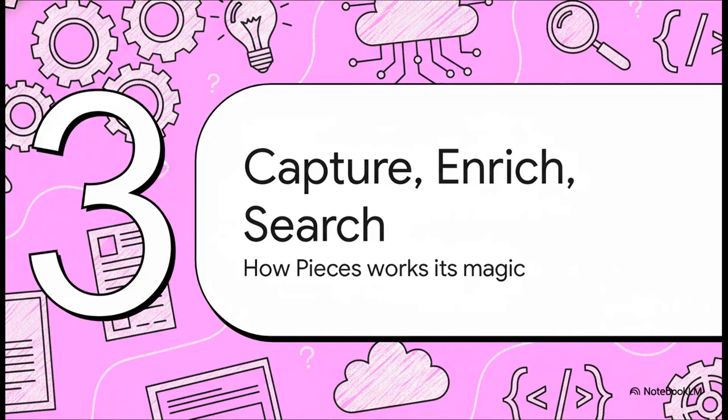So how does it actually pull all this off? Well, the magic really happens in a simple 3-step process that just runs quietly in the background while you do your thing. It's capture, enrich, and search.